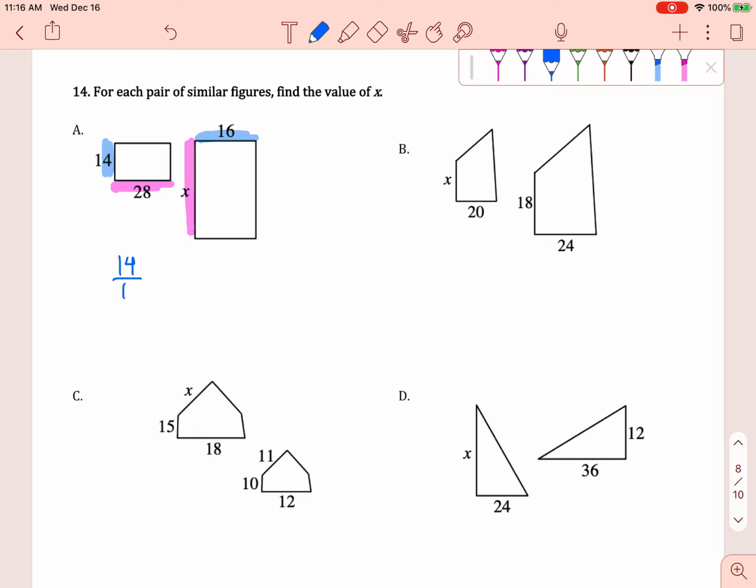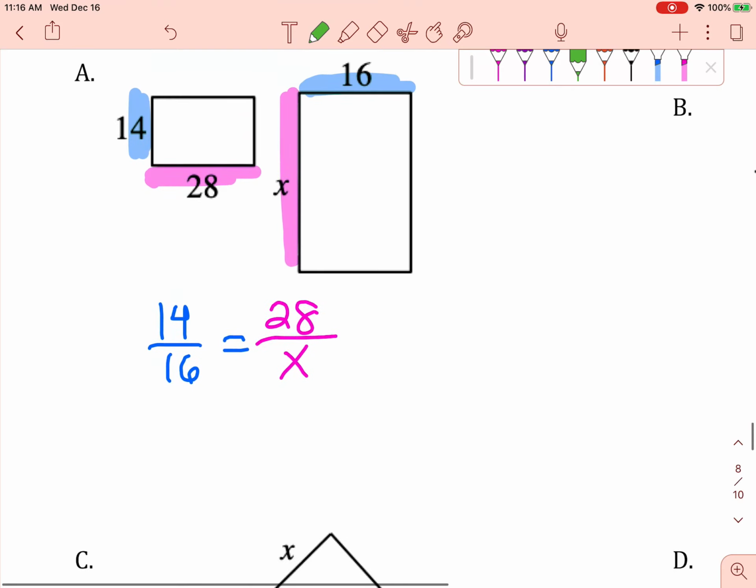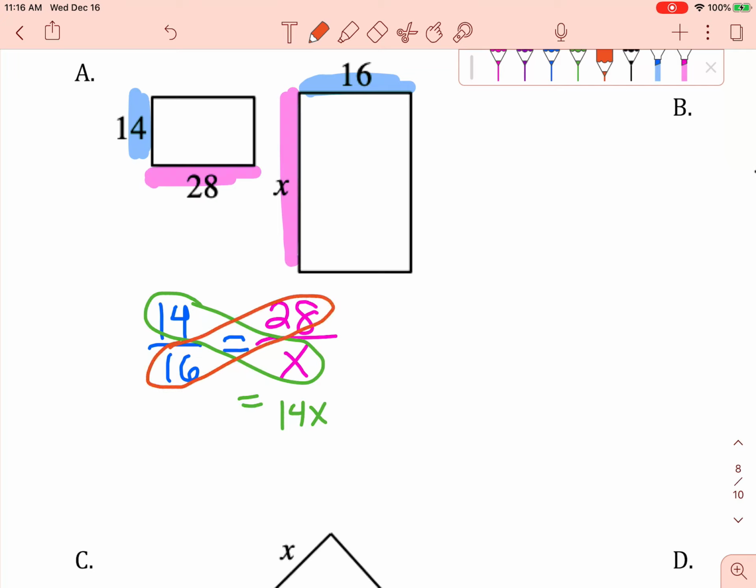The smaller blue side over the larger blue side has to equal the smaller pink side over the larger pink side, keeping in mind that you want to keep your proportion nice and organized. So again, I did smaller blue, smaller pink, bigger pink. We're going to cross multiply, and we get 14x is equal to, and we're cross multiplying on the other side. You can see I am using two different colors to show you where this is coming from. In my calculator, I would type in 16 times 28. So I'm getting 448. That's what I'm typing in.